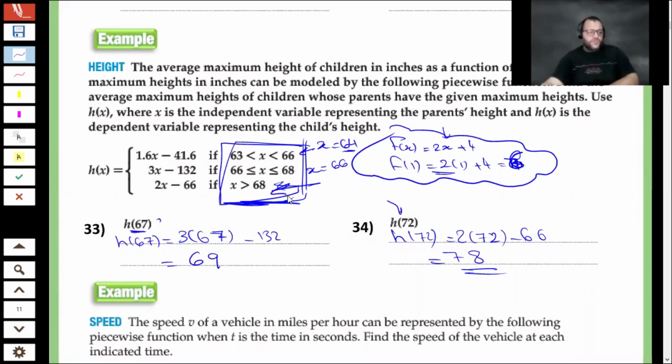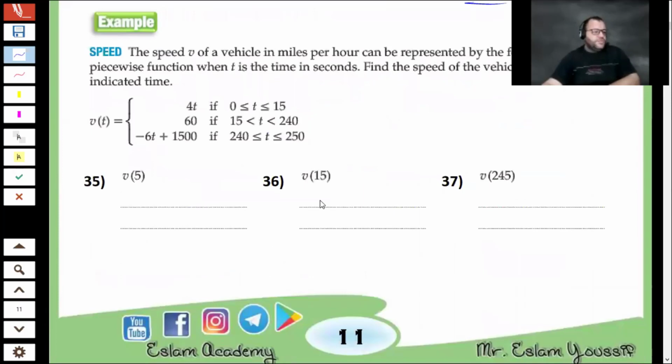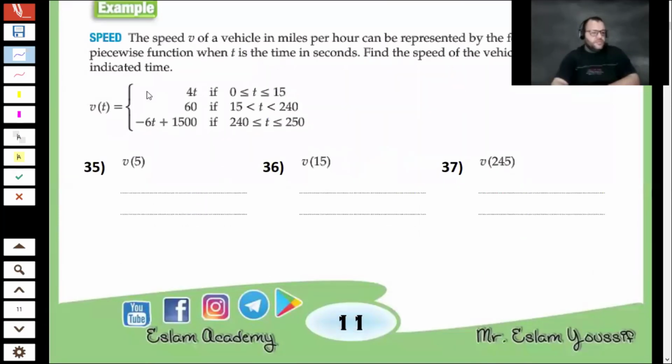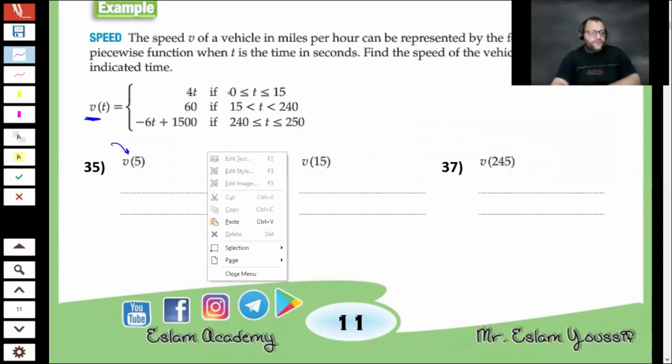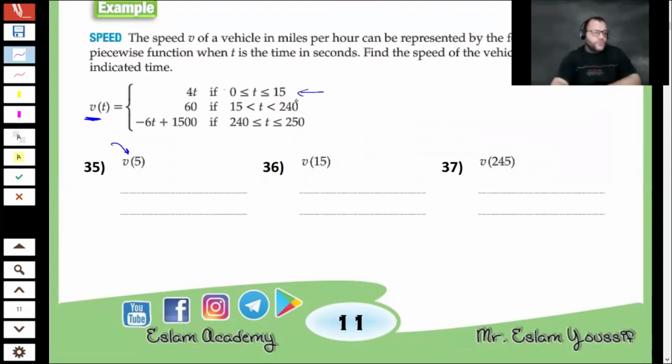Okay, that is the same. Also, we need v of 5. Suppose that's t; we need the function of 5 instead of t. v of 5, which function do you use? First one. Why the first one? Because in the first one, t is more than 0 and smaller than 15. So any number between 0 and 15, we'll use the first one. So v of 5 will equal 4 times 5, which equals 20.